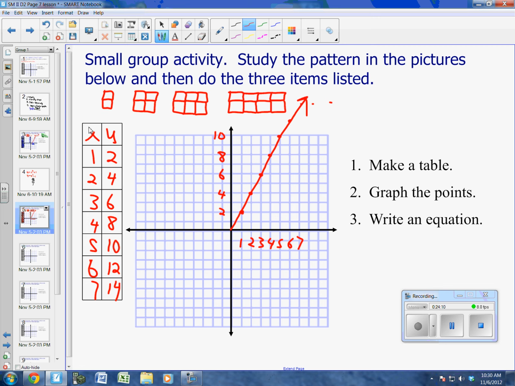Cody, please turn around here. Sit down. Okay, make a table.